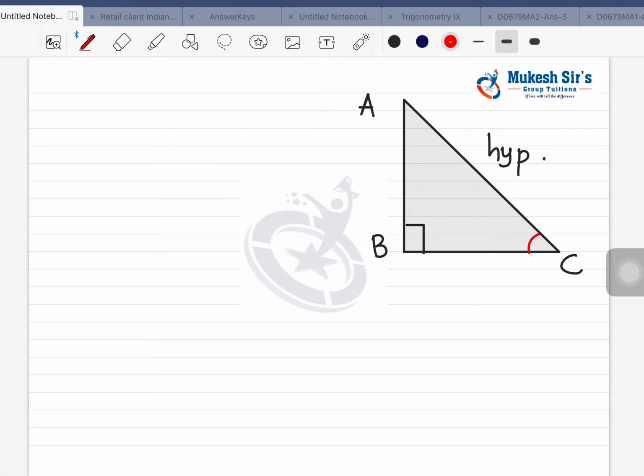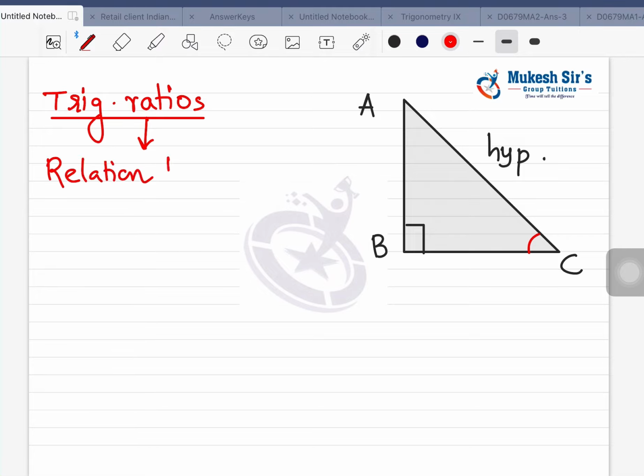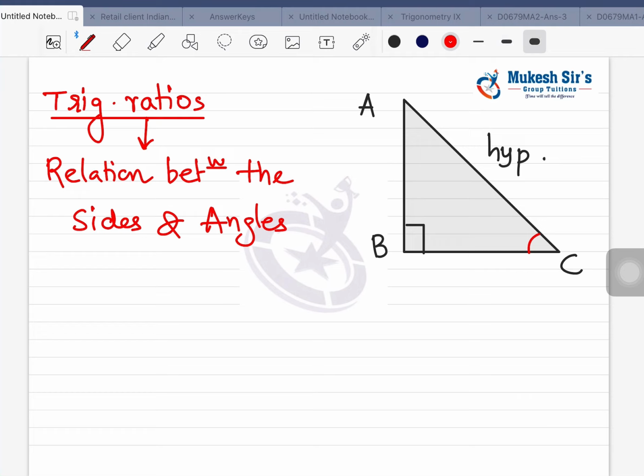Now trigonometric ratios give the relation between the sides and angles in a triangle. The basic three ratios we study now: the first ratio is called the sine ratio.